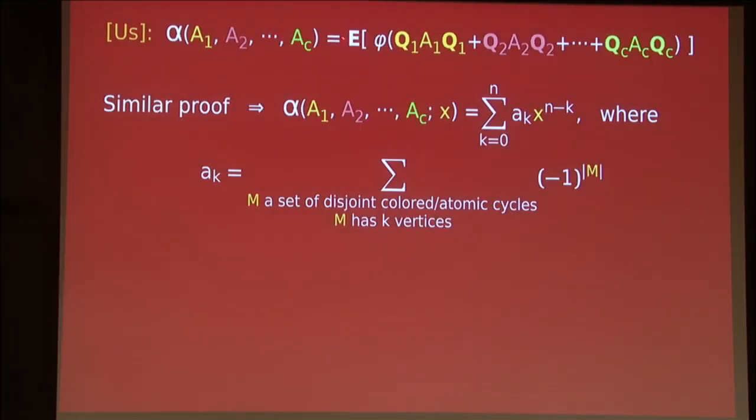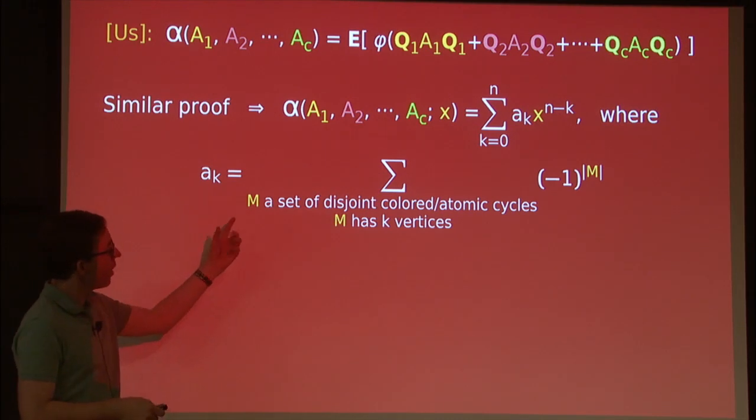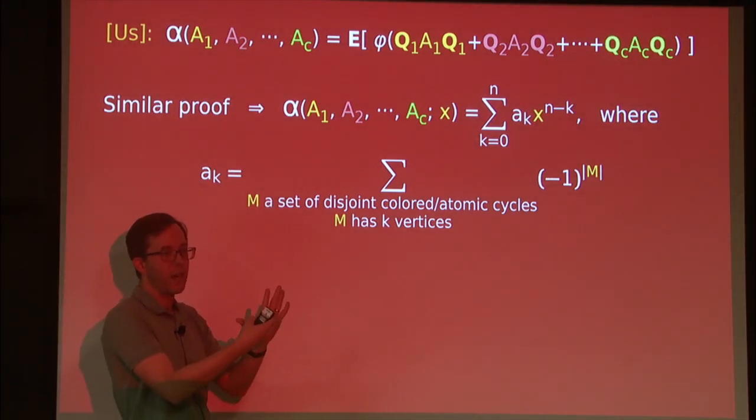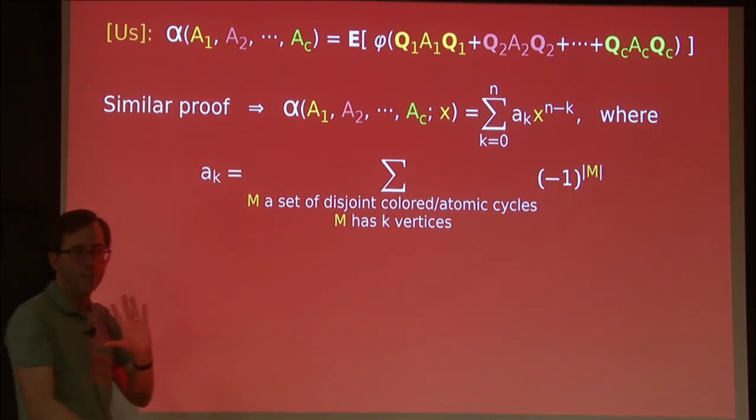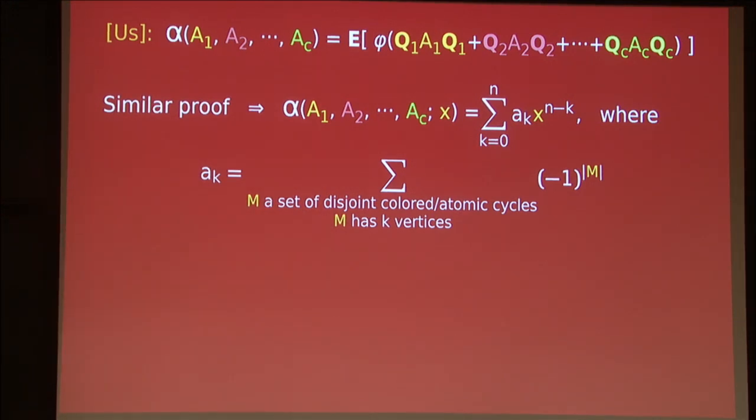Now we're studying this expected characteristic polynomial of balanced edge signings of these atoms. You can do all the same thing, and you can show there's a formula for the polynomial where the kth coefficient looks similar to all this stuff. But what do you sum over? You look at, again, all the disjoint cycles in the sum graph that have k vertices. But each cycle has to be monochromatic. It has to come from the same atom. So you look at all the cycles in your different atoms, and you can put them together as long as they're vertex disjoint, and then they contribute in this way. So it's some kind of generating function for the colored cycles in this story.